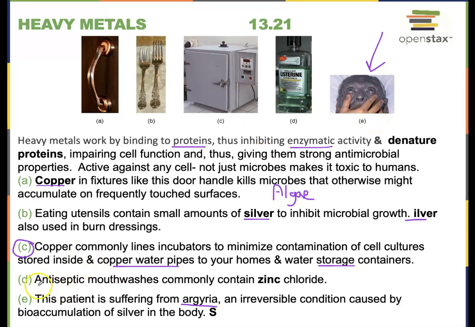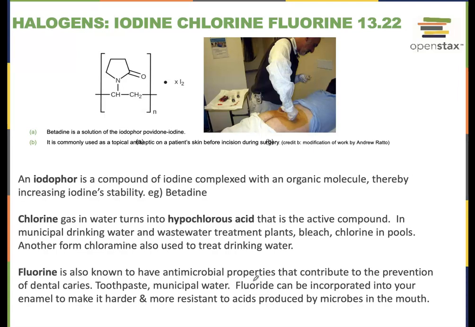Let's see, letter D, antiseptic mouthwashes will commonly contain zinc, and zinc does the same thing. So what we have here is copper, silver, zinc as the big ones here. Copper, silver, and zinc, yeah. All right, now our next one is our halogens: iodine, chlorine, and fluorine. So these are three different halogens: iodine, chlorine, fluorine.